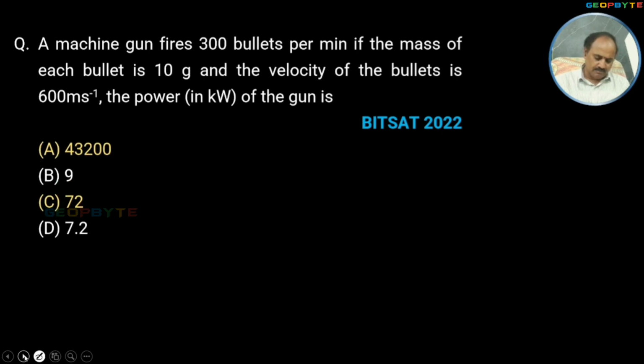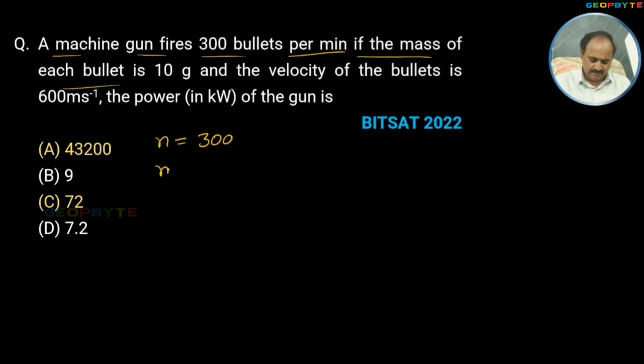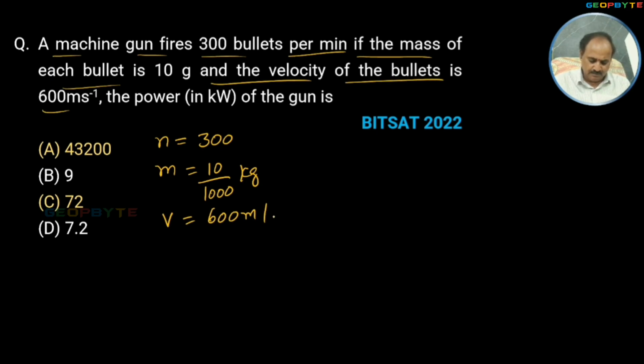Similarly, let's take another important problem. It is asking like this. A machine gun fires 300 bullets per minute. Number of bullets per minute equals 300. If the mass of each bullet is 10 grams, meaning 10 divided by 1000 kilograms, and the velocity of each bullet is given as 600 meters per second.